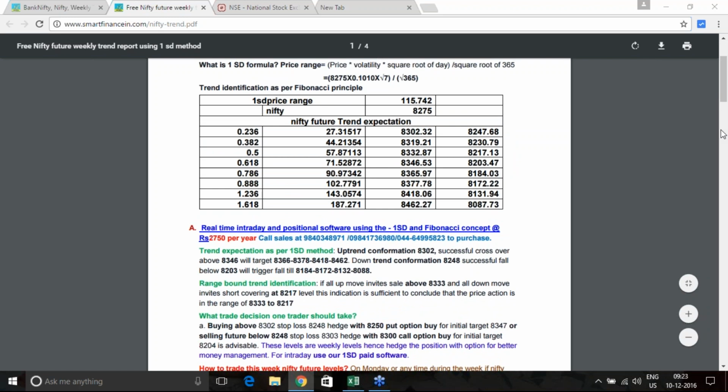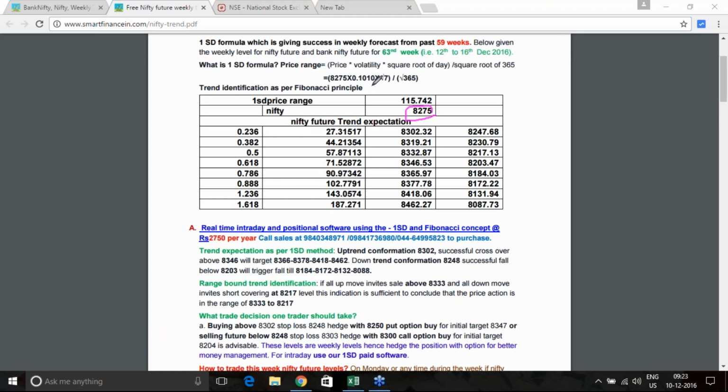For next week, I have taken a reference of 8275 and the real-time volatility estimated by me is 10.10. This is real-time volatility, not being copied from VIX, not being copied from anywhere. It is a calculation we have done as per the GARS process. So here 10.10 is the real-time volatility, 8275 is the reference price.